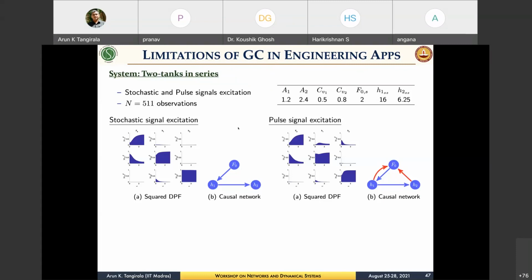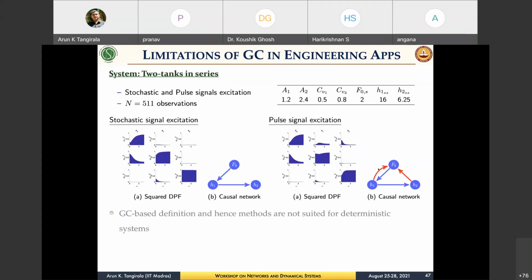So we introduce two different types of excitation and ask the Granger causal method to figure out the network, right? Unfortunately, if I apply the Granger causal network to data generated by a pulse type signal excitation, then it comes up with the wrong one. But if I introduce a stochastic excitation in the inlet flow, it comes up correctly. Because we know F0 affects H1 and H1 affects H2. This is the correct network, right? Whereas in the other case you have spurious connections coming up.